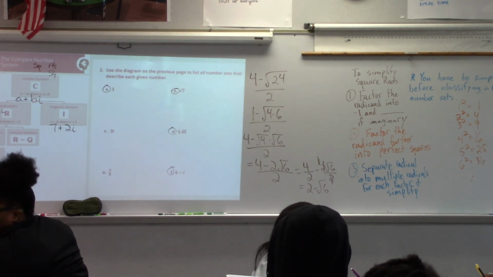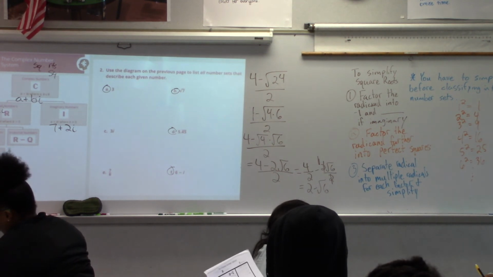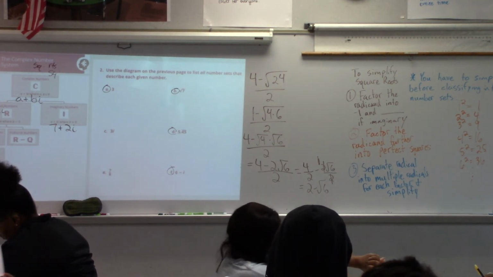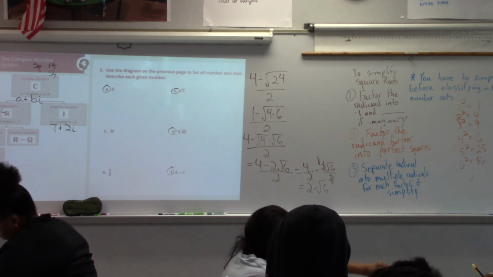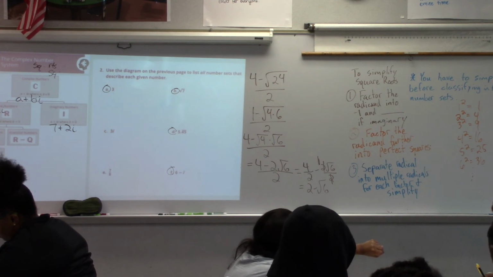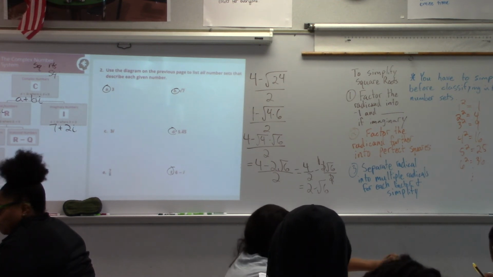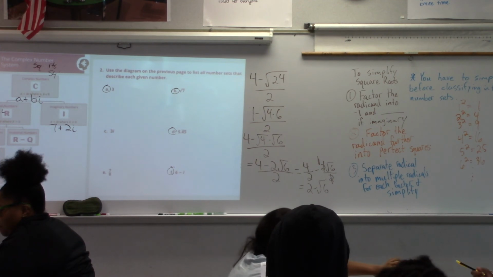So remember, if it's inside here, right, filled out, remember integers are the whole numbers and their opposites. The integers are the whole numbers and their opposites. So let's discuss. Remember, don't do all number sets that it fits into.